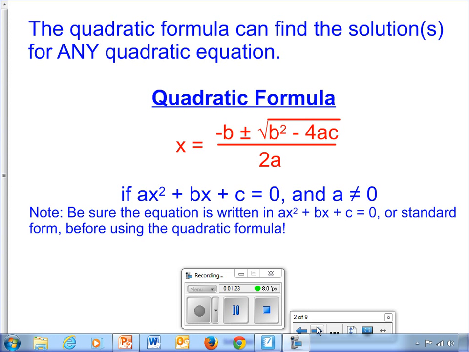It's very important to remember that when you use this formula, the quadratic equation should be in the form of ax squared plus bx plus c equals 0. And be sure to note that it is equal to 0, which is the standard form of the quadratic equation, before you use the quadratic formula. Now, this is a long formula, and this is one I will require that you memorize. You need to know this.